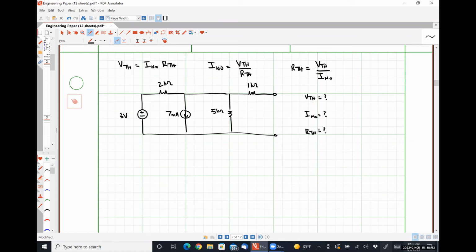Okay, so that means we don't need to take any elements out or anything. If we want V Thevenin, we simply take the voltage drop between those two open circuited terminals. If we want I Norton, we short out those terminals and find out the current that flows through them. And for R Thevenin, we look in through those terminals.